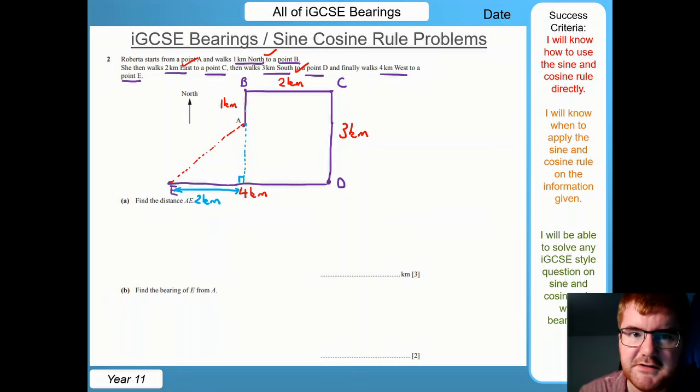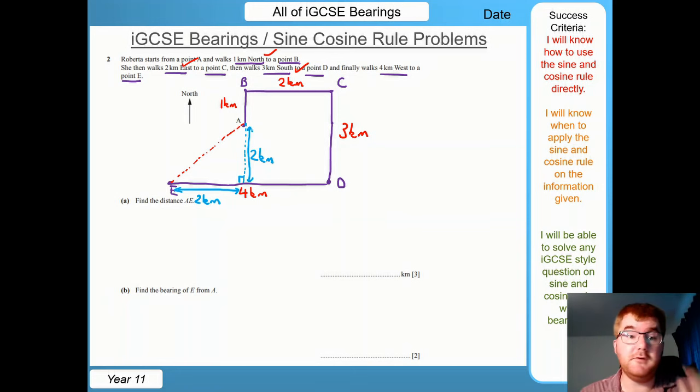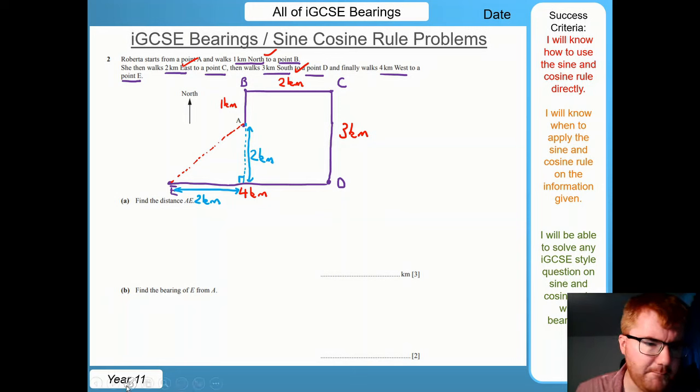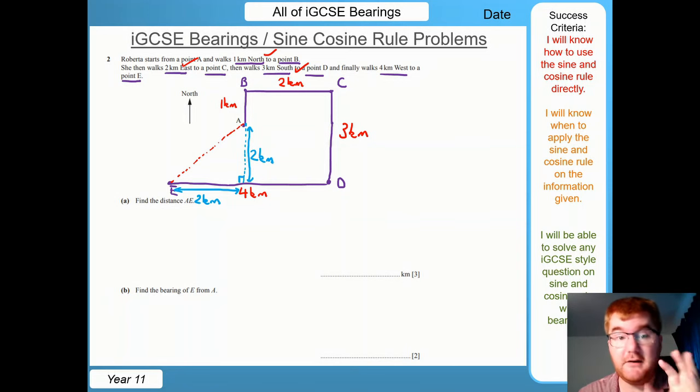And this will also be 2, because the difference between 1 kilometer and 3 kilometers is also 2 kilometers here. So let me just mark in that length. At this point, we have a very straightforward Pythagoras problem. The way I tend to teach this, to give yourself more time for other questions, is to write this down in one smooth calculation.